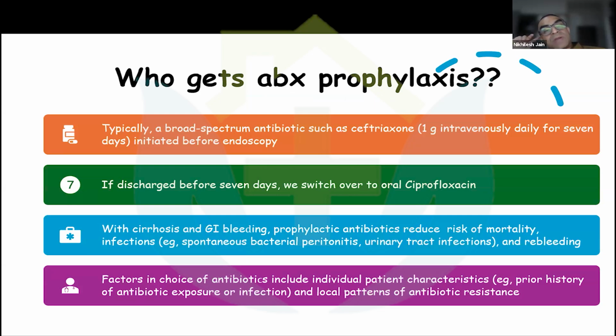So who gets antibiotic prophylaxis? Typically, we use a broad spectrum antibiotic such as ceftriaxone, 1 gram IV daily for 7 days, which is initiated before endoscopy. If the patient is getting discharged before 7 days, we switch them over to oral ciprofloxacin. With cirrhosis and GI bleed, prophylactic antibiotics are known to reduce risk of mortality and infections, namely what we are worried about is spontaneous bacterial peritonitis, as well as urinary tract infections and a rebleed.